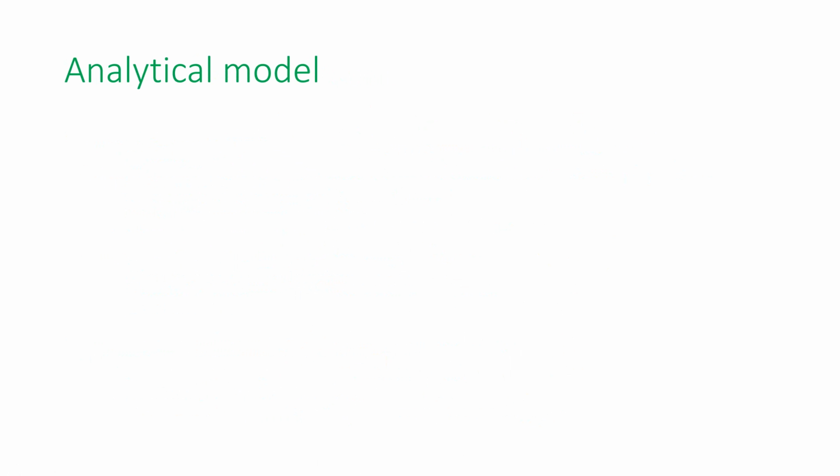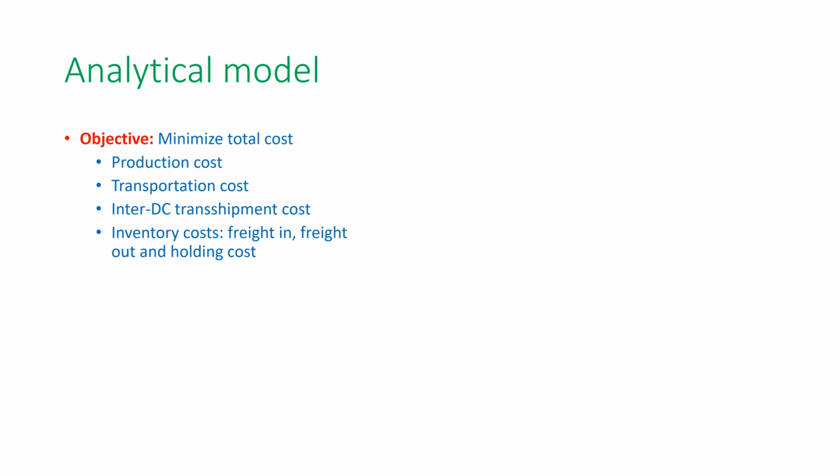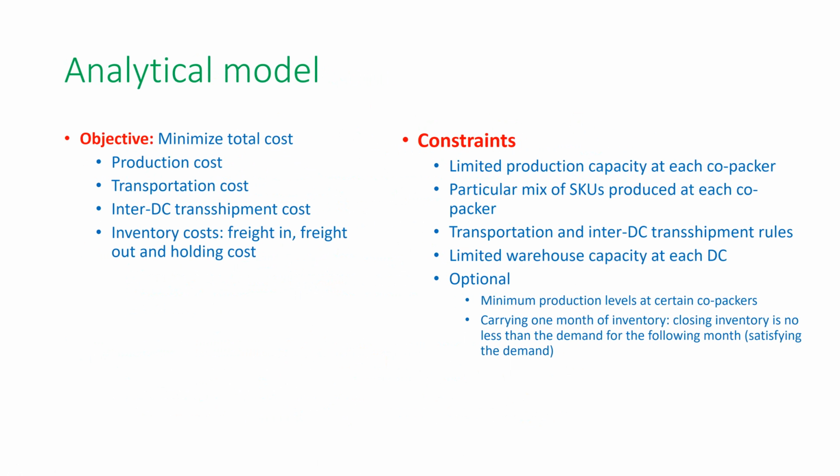So what did the analytical model look like? It was an optimization model where the objective was to minimize the total cost. What does the total cost consist of? Production cost, transportation between distribution centers, and inventory cost. Whenever you are putting something into the distribution center and getting it out and holding it, you have to pay some cost. We had constraints.